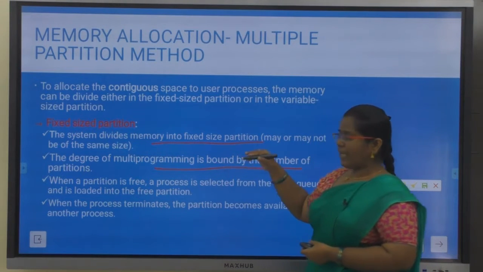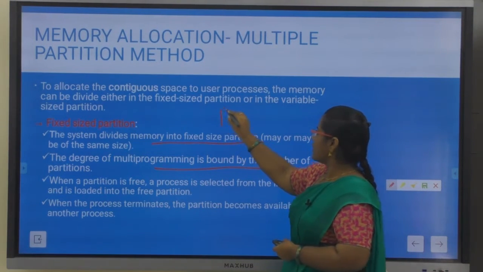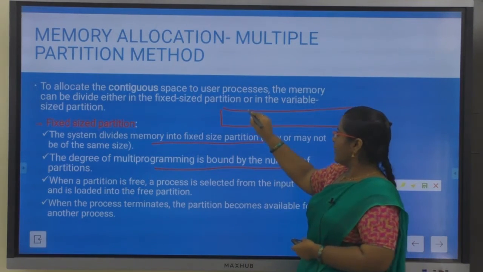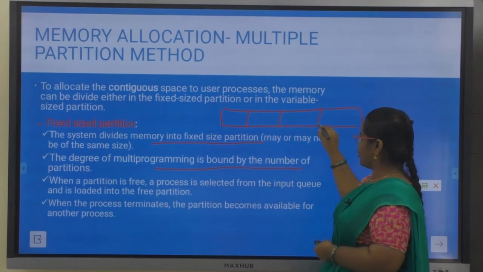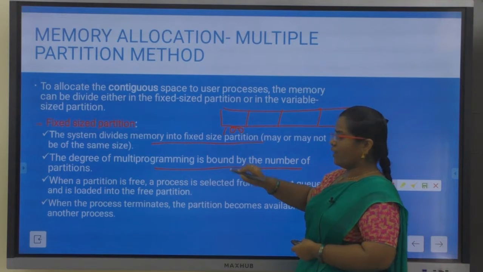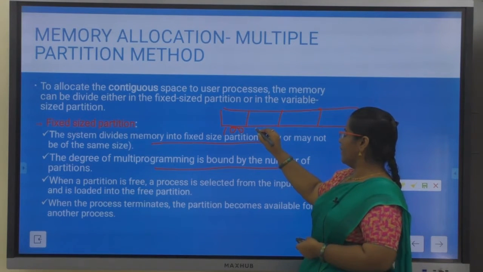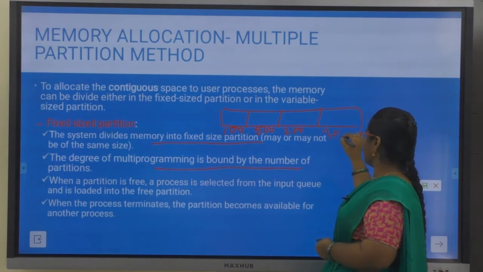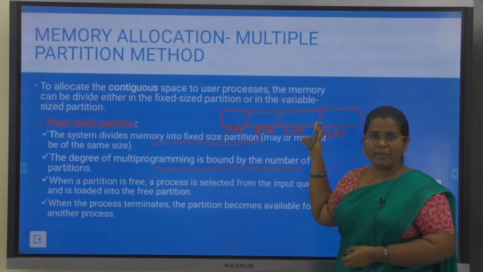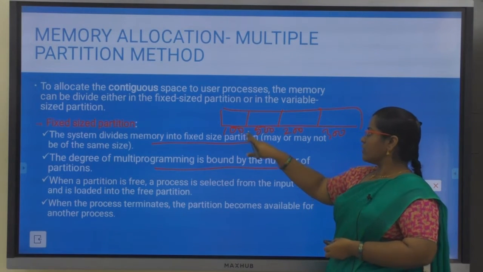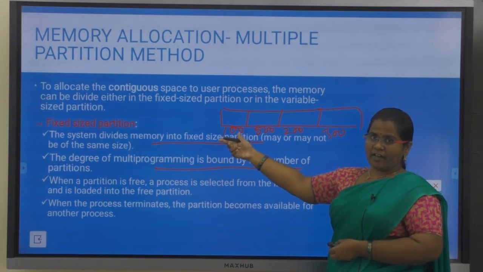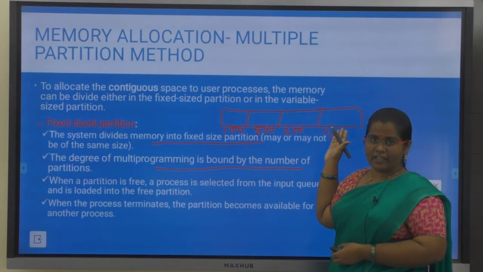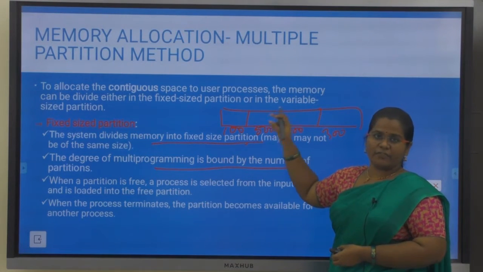See here, in fixed sized partition, if this is your main memory, your main memory will be divided into different partitions, and one partition may be of 100 KB, 500 KB, 200 KB, 300. So see here, all the partitions need not be of the same size. One partition may be of 100, one partition may be of 500. Each partition size may be different, but the size of the partition is fixed in prior.